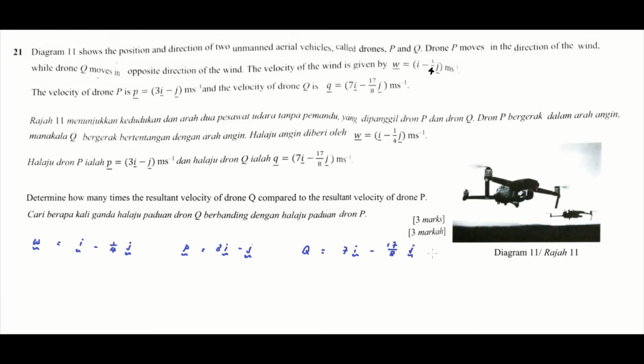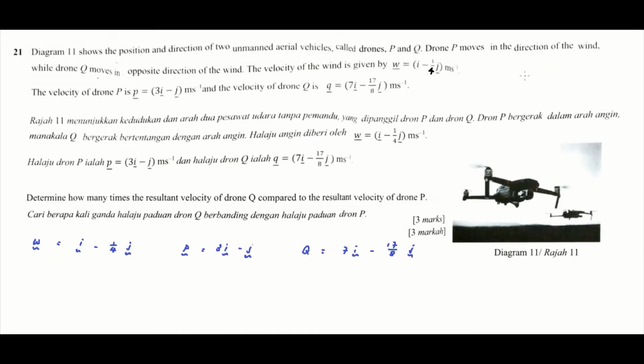The question wants us to find out how many times the resultant velocity of drone Q is compared to the resultant velocity of drone P. This means we need to find the resultant velocity for P and Q respectively before we can do the comparison. From the given information, we know that P moves in the direction of the wind.